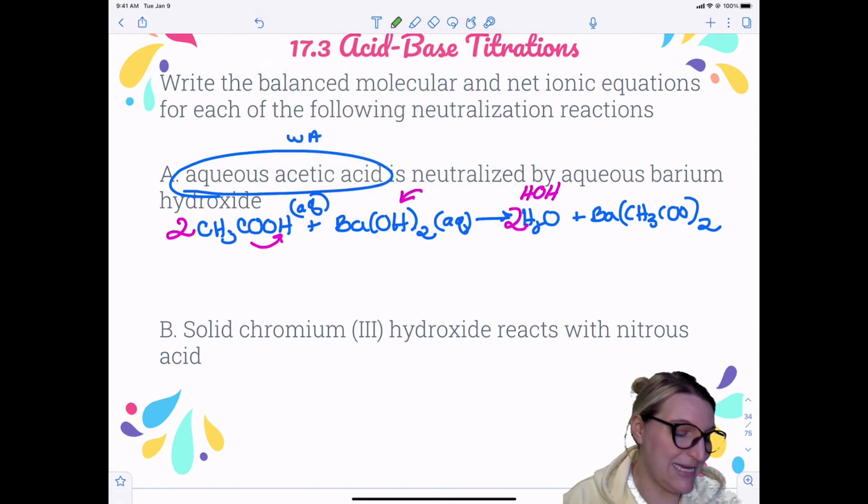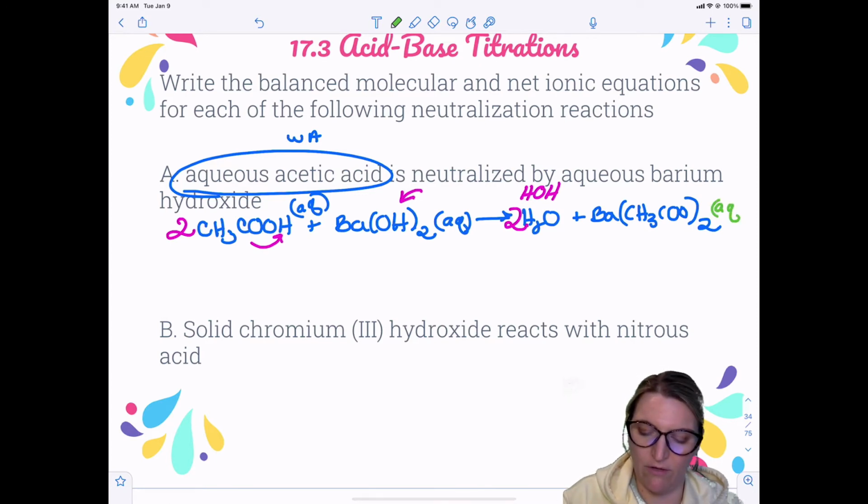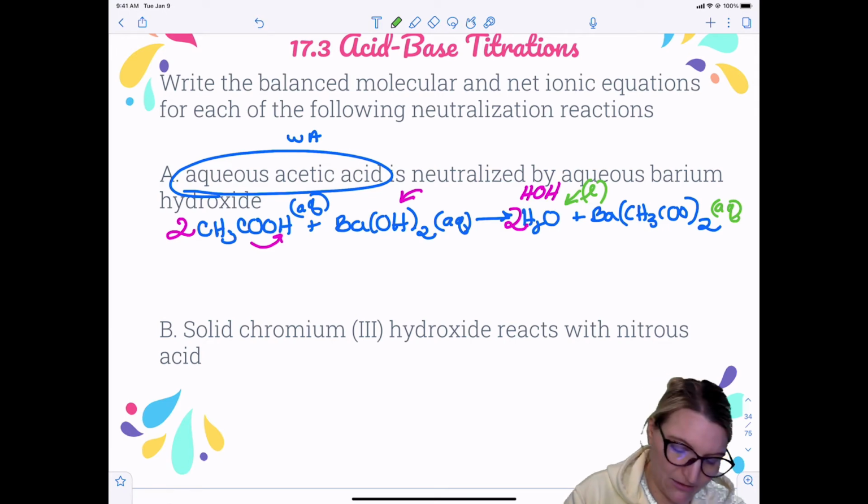In order to write the net ionic equation, which is what the question asks us, that means breaking up anything that is aqueous on both sides. Sorry, this guy is aqueous over here. And water is, of course, a liquid. So I don't dissociate weak acids. So this will still be 2 CH3COOH.